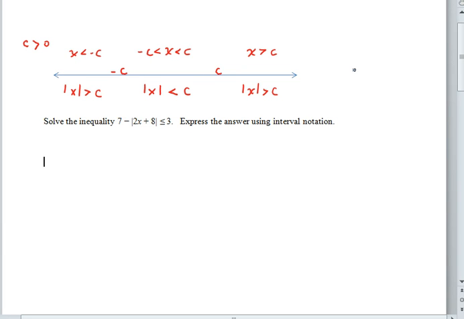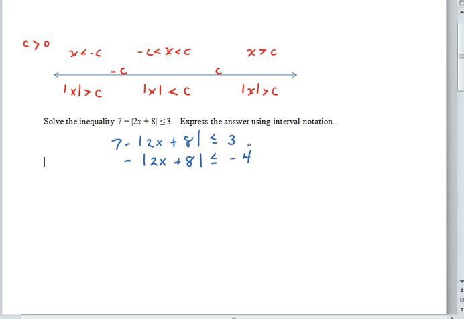Here we're going to solve the inequality 7 minus the absolute value of 2x plus 8 is less than or equal to 3. So the first thing that I'm going to do is to isolate the absolute value expression by adding a negative 7 to both sides. That will leave the opposite of the absolute value of 2x plus 8 is less than or equal to 3 minus 7, which is negative 4.